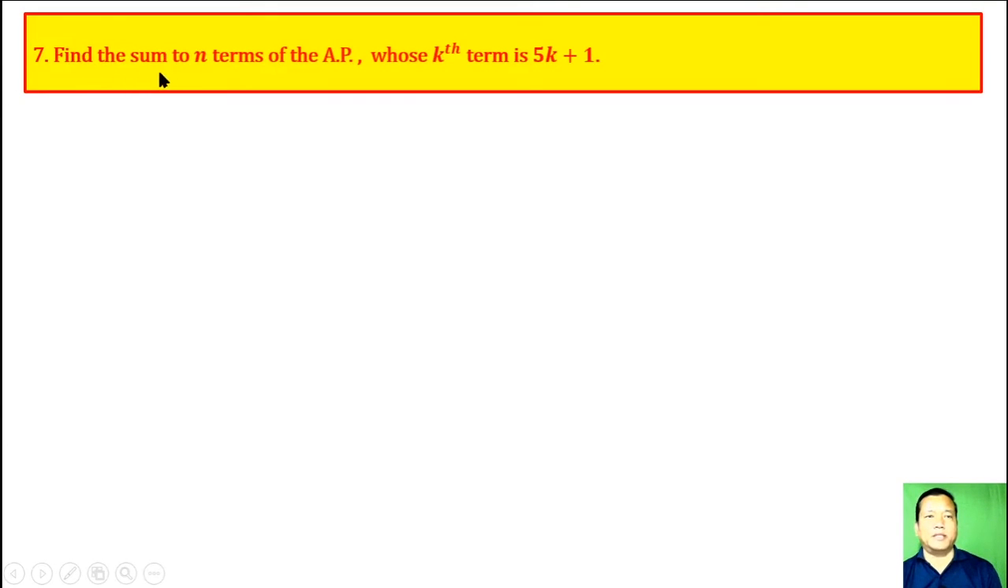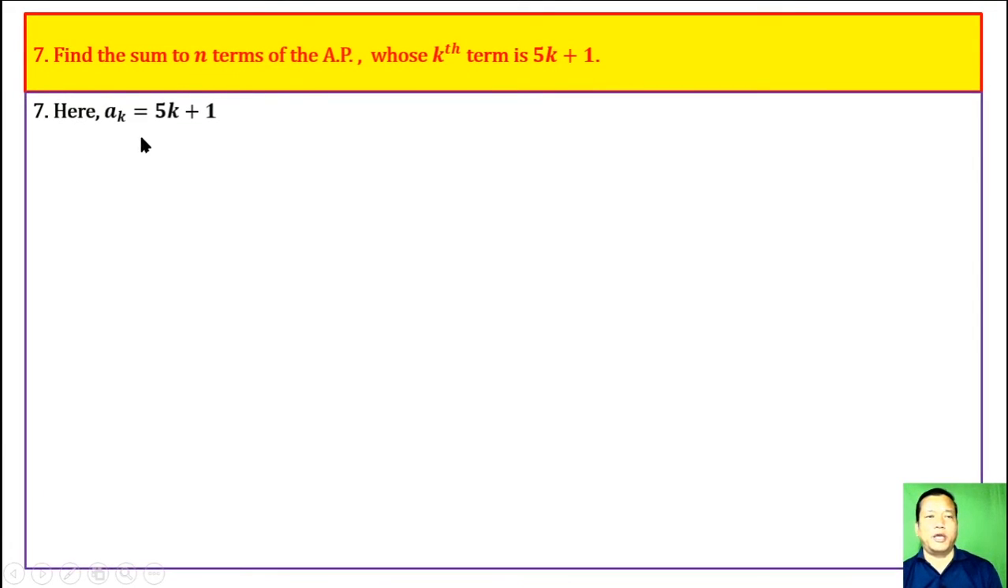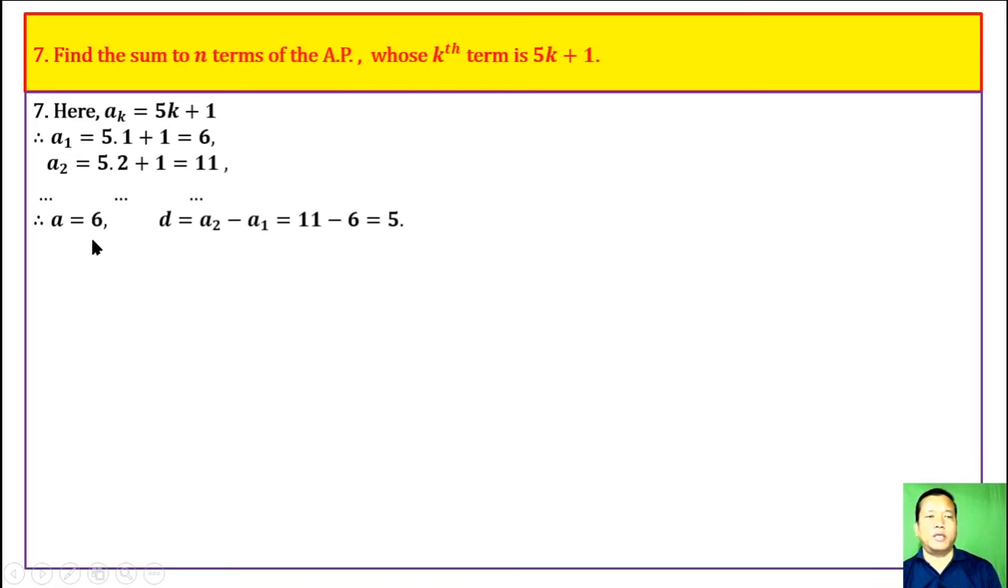Question number 7. Find the sum to n terms of the AP whose kth term is 5k plus 1. Here ak is 5k plus 1. Therefore, a1 is 5 into 1 plus 1, that is 6. a2 is 5 into 2 plus 1, that is 11, and so on. Therefore, a is a1, whose value is 6, and d, whose value is a2 minus a1, that is 11 minus 6, which is 5.